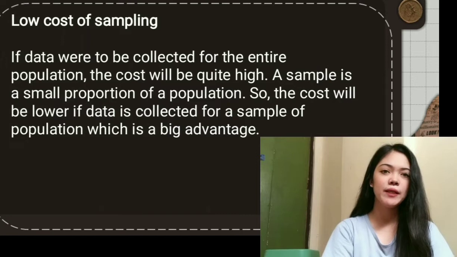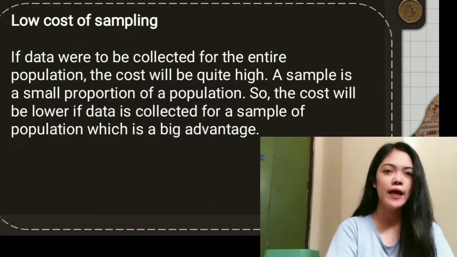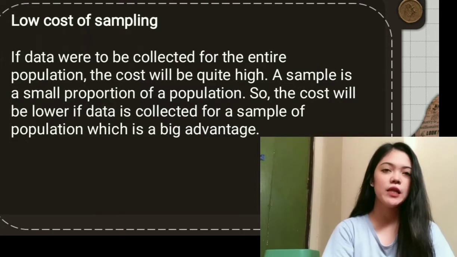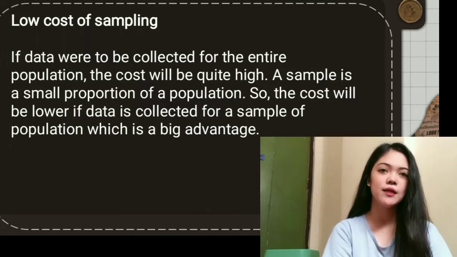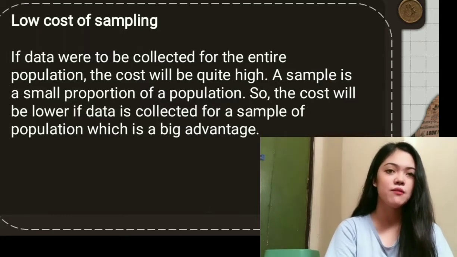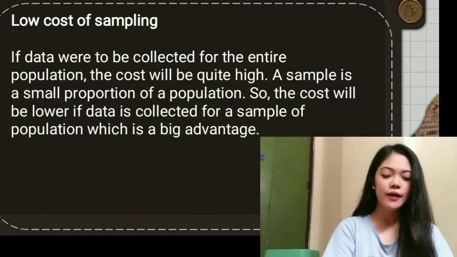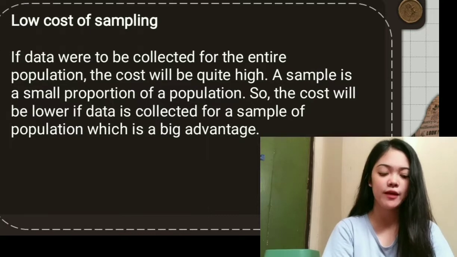Pero kapag gumamit naman tayo ng sample, mas mababa yung cost kasi dito, kumukuha lang tayo ng small proportion from the entire population, sila na yung magiging respondent natin. So, mas mapapadali yung pagkakandak natin ng study, which is a big advantage sa mga researcher. Additionally, low cost is one of the main reasons why researchers adopt this technique. Samples are readily available to the researcher. They do not move around too much for data collection.